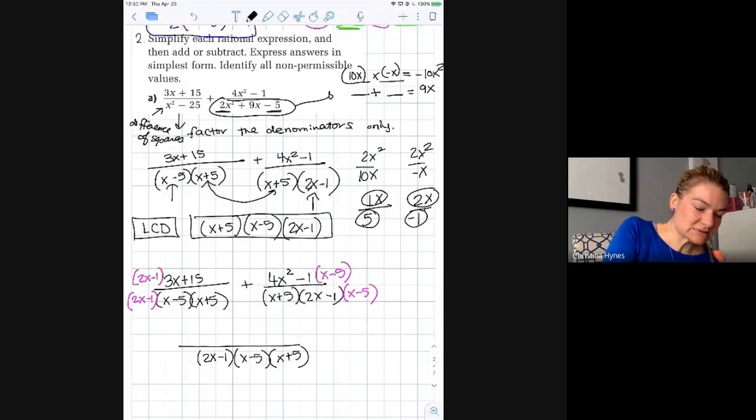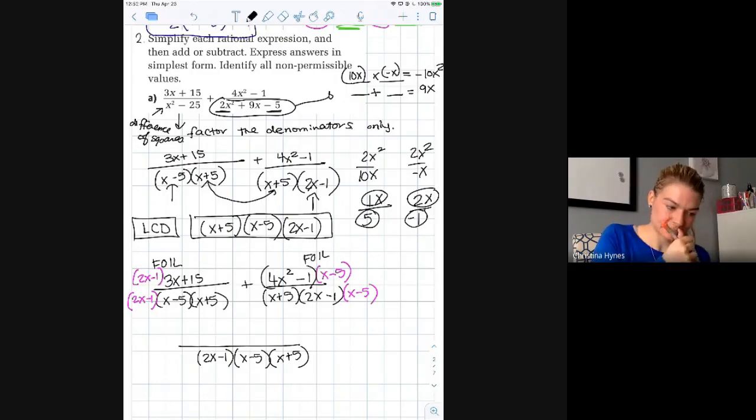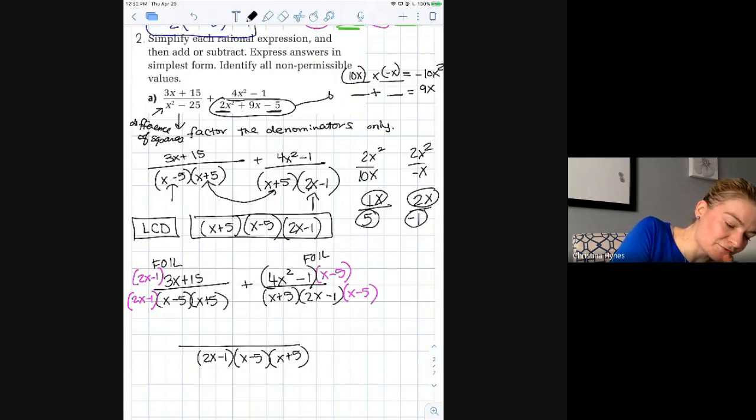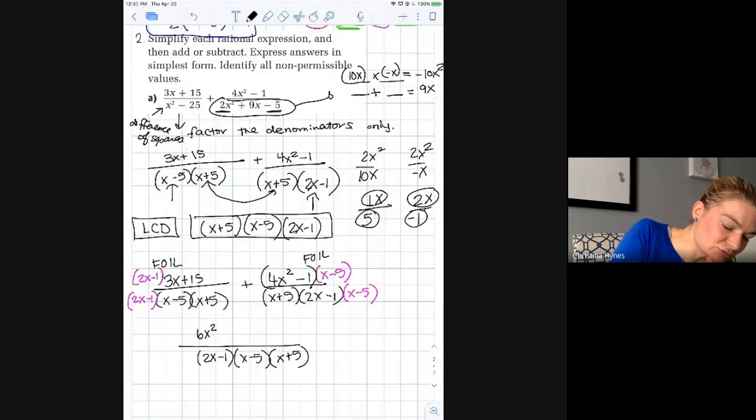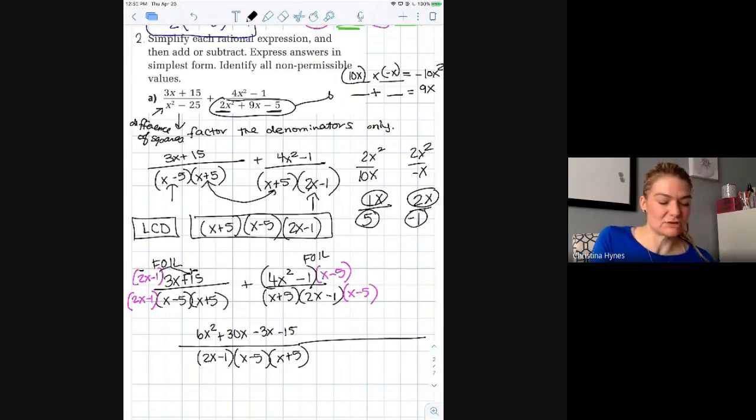Now we're looking at the tops. We're going to have to do FOIL here to put that together, and here to put these guys together. So FOIL for the first fraction is going to look like this. 2x times 3x, that's your first terms, would be 6x squared. Then we do our outsides. Outsides would be positive 30x. So that's this and this. And then our inside would be negative 3x. And then our last would be these two, negative 15. So I'm just going to extend that top line because it just continues. There's just this long top.